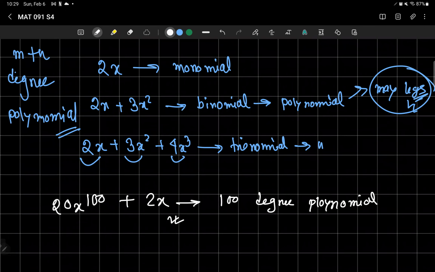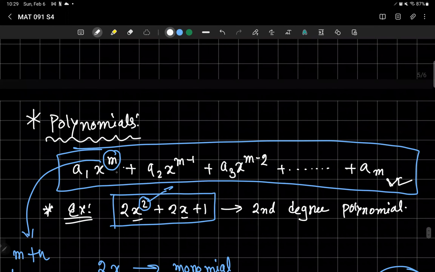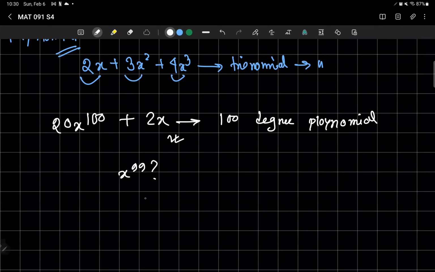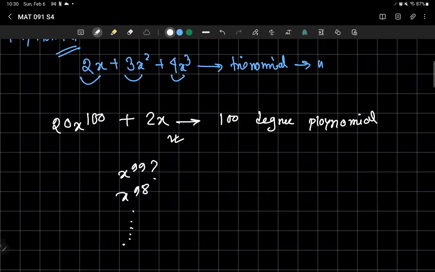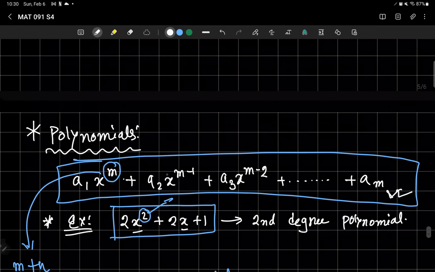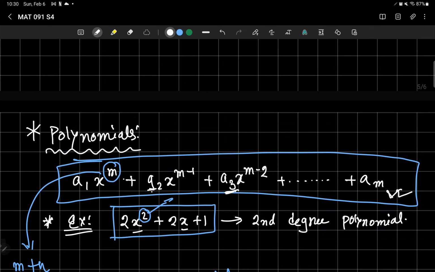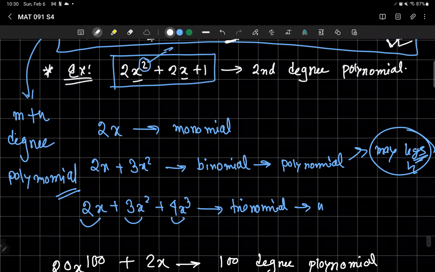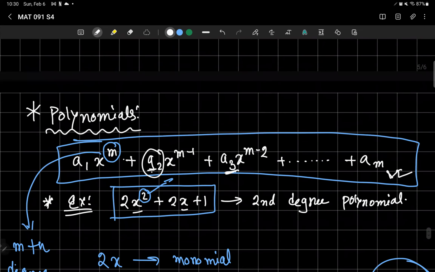Well, you can ask, okay, you wrote something like this, the first term should contain x to the power m, then there should be a term of x to the power m minus 1, x to the power m minus 2, and so on. So where is my x to the power 99, x to the power 98, and so on? Well, see these coefficients, a1, a2, a3, and so on. They can be 0 as well, right? So these numbers are called coefficients.